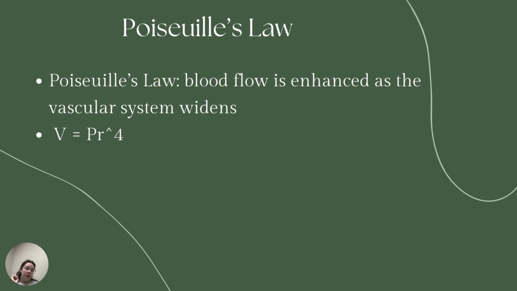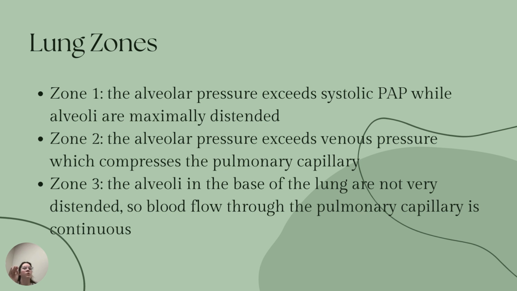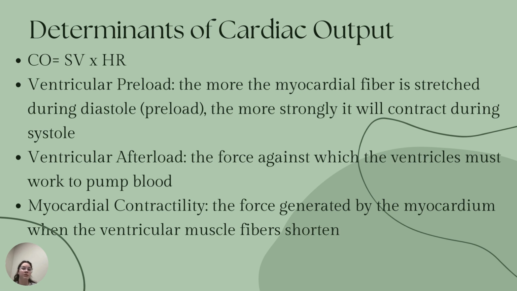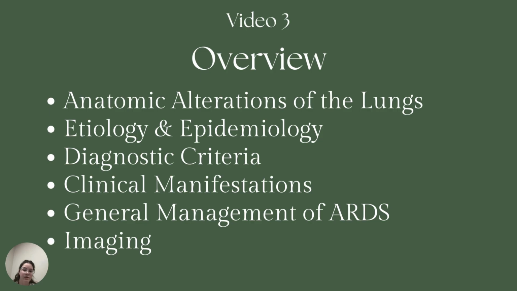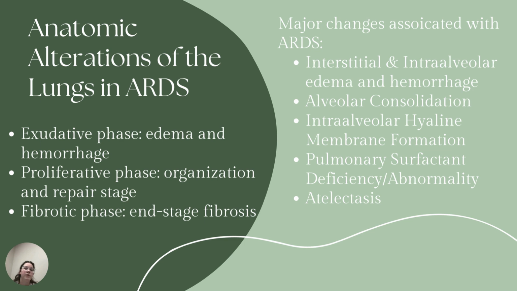Poiseuille's law, the water hose, smaller tube, it's going to pump out quicker, and it's also going to not come out as continuously. The lung zones, we know that zone 1 is going to get the least amount of blood flow, zone 3 is going to get the most. And then the determinants of your cardiac output, ventricular preload and afterload, and your myocardial contractility, so how hard the heart is contracting.